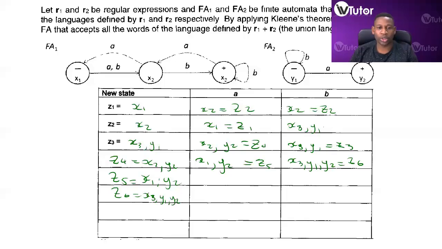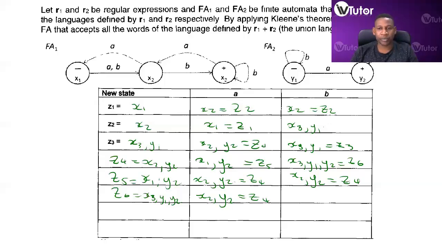So this is Z6. So Z6 is going to be equal to X3, Y1, Y2. Right. So now if you are in Z5, X1, and you encounter an A, you go to X2. If you're in Y2 and you encounter an A, you go to Y2. So this is Z4. If you're in X1 and you encounter B, you go to X2. If you're in Y2 and you encounter B, you stay in Y2. So this is Z4. If you are in X3 and you encounter an A, you go back to X2. If you are in Y1 and you encounter an A, you go to Y2. If you're in Y2, you stay there. So this is Z4 as well.